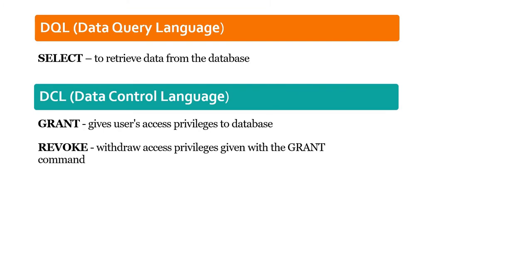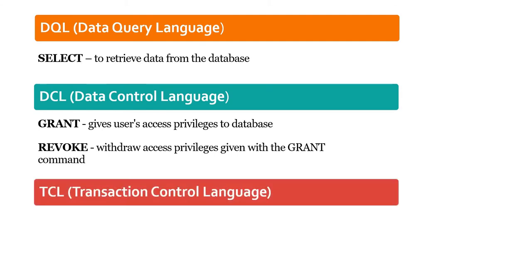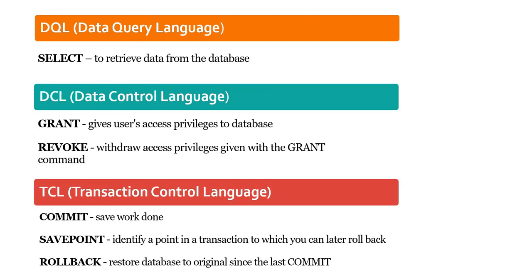DCL, data control language, is just a control giving access to some users, revoking access. So for that grant, revoke is used. TCL, transaction control language, is like commit, rollback, savepoint. And I hope you remember all these things. Once inserted, we have to commit it, rollback if you don't want. Yes, these are all the statements. Okay, let's get into our hands-on now.